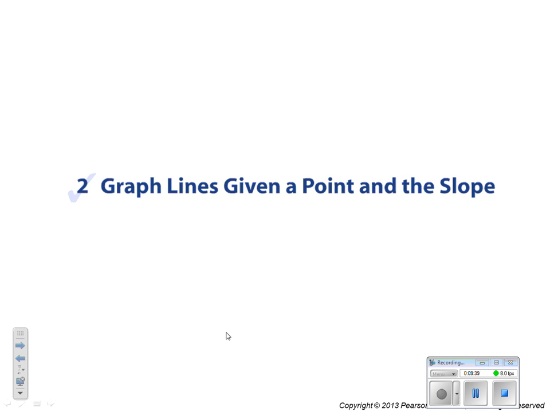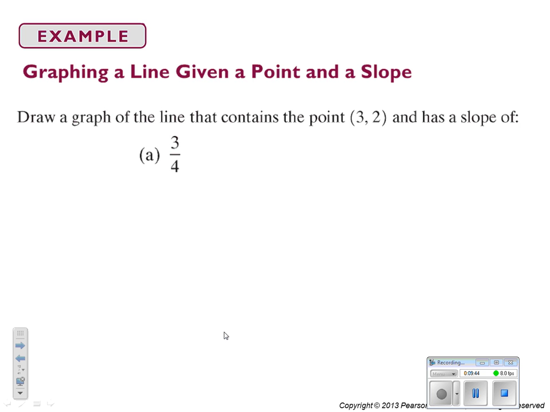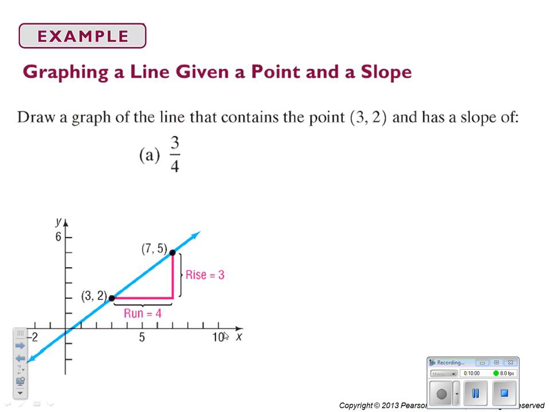All right, next concept is graph lines given a point and a slope. So we're going to use the point slope formula. Draw a graph of the line that contains the point 3, 2, and has a slope of 3/4. So if we start at 3, 2, the second point on our line is going to have a y value that increases by 3 to go from 2 to 5, and the x value increases by 4 to go from 3 to 7.